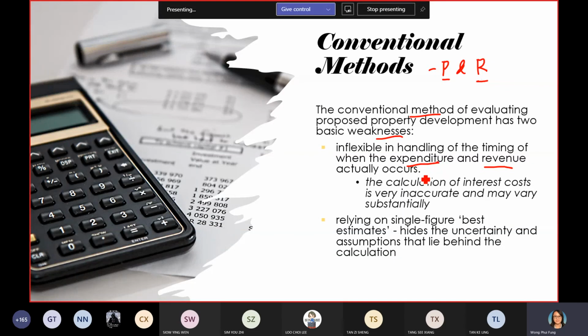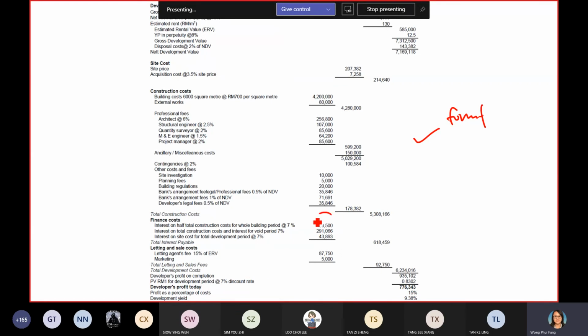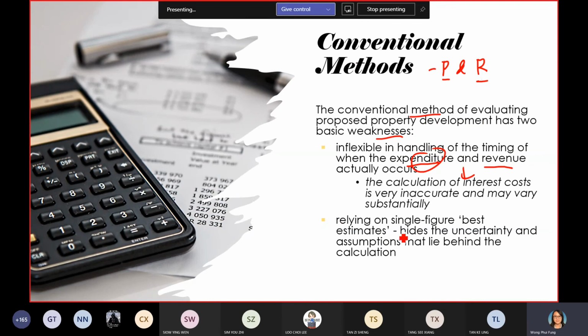You will not know the timing when you get expenditure, you get revenue, and also you spend the cost. Because of that, the calculation of the interest rate is not so accurate, because every month the cost and the revenue will be different. The interest charge also will be different. But because you use this format, the interest charge will be slightly inaccurate. Okay, that is the first weakness. Second weakness, it relies on a single figure best estimate. It hides the uncertainty and assumptions that lie behind the calculation.